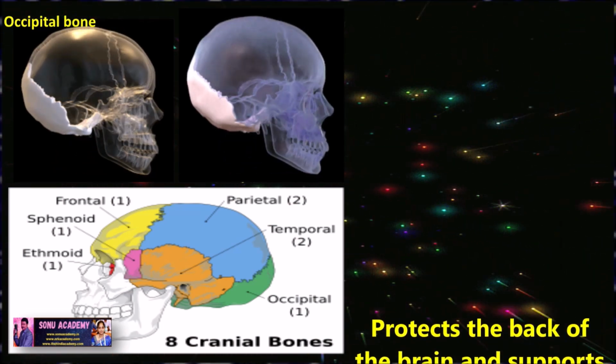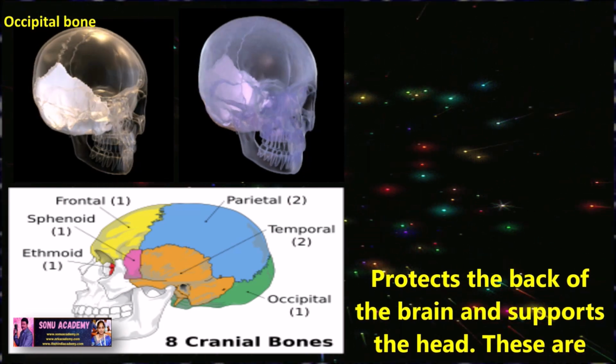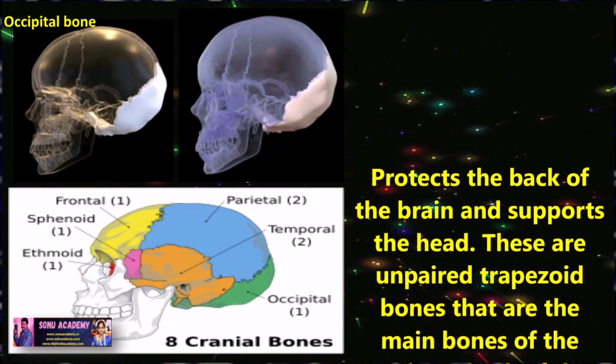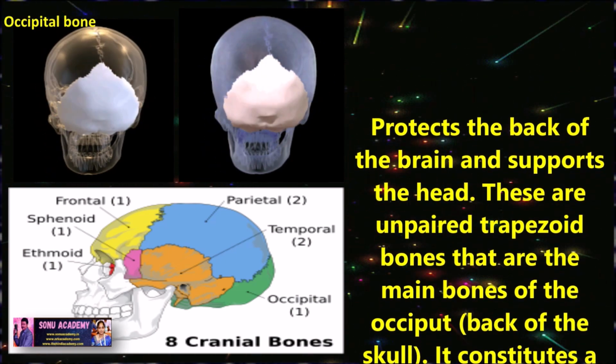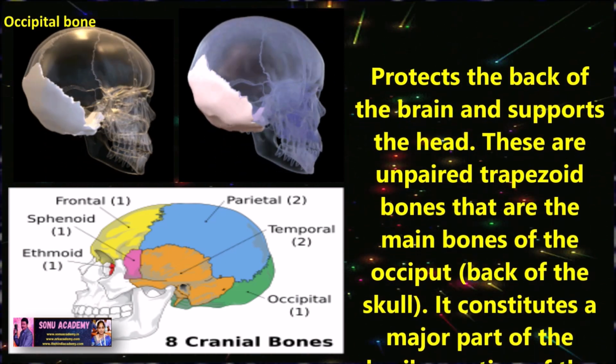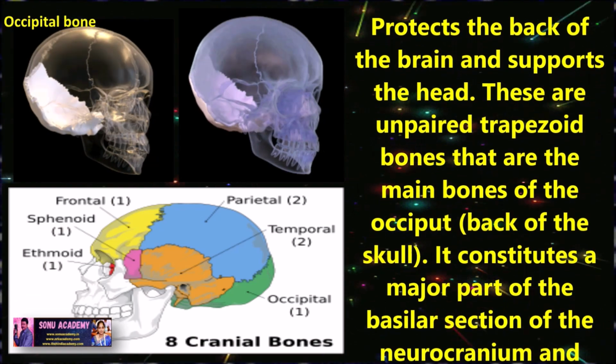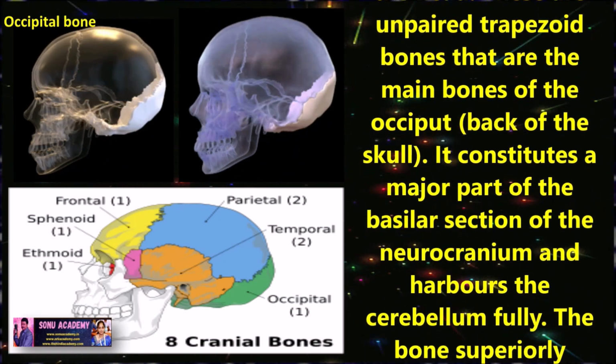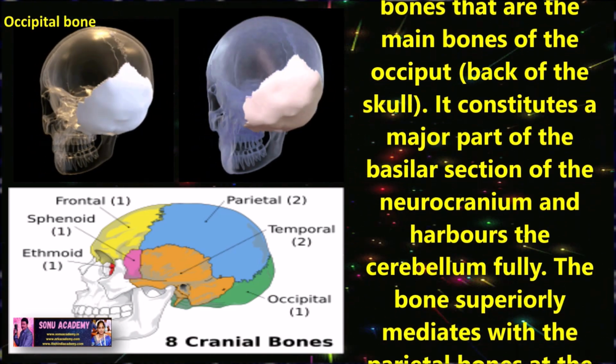Children, let us discuss the occipital bone. The occipital bone protects the back of the brain and supports the head. It is an unpaired trapezoid bone that is the main bone of the occiput, the back of the skull. It constitutes a major part of the basilar section of the neurocranium and the cerebellum fully.